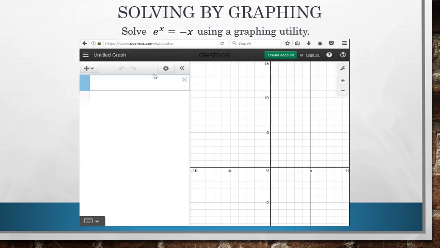Now there's some equations that you actually aren't going to be able to solve by using any of the methods before. And to do that, you can solve by graphing. So for example, looking at this one equation, e to the x equals negative x, and you can solve it using a graphing utility. I'm going to show you guys how to use this on Desmos because in my opinion, this is the fastest. This is also the easiest to use.